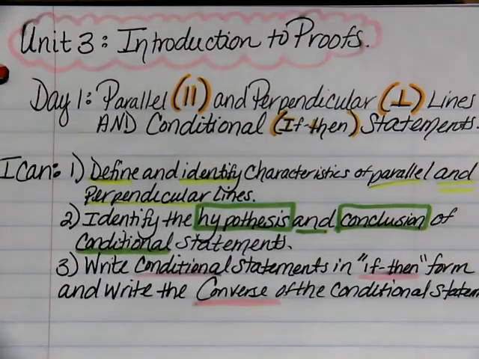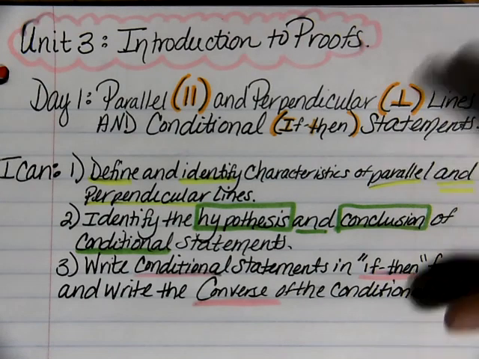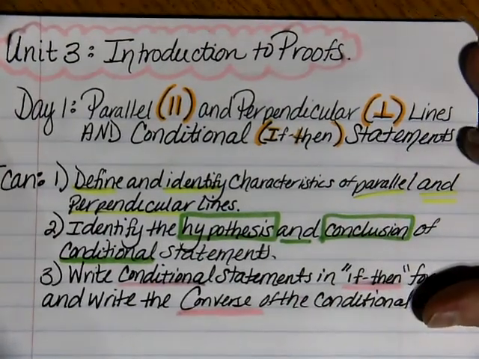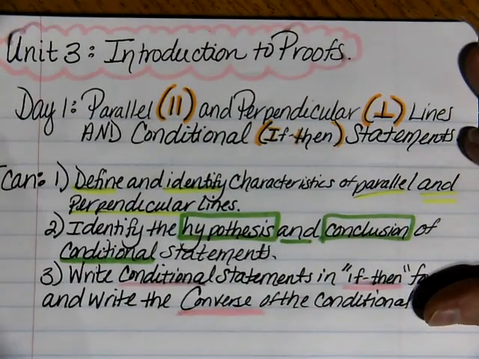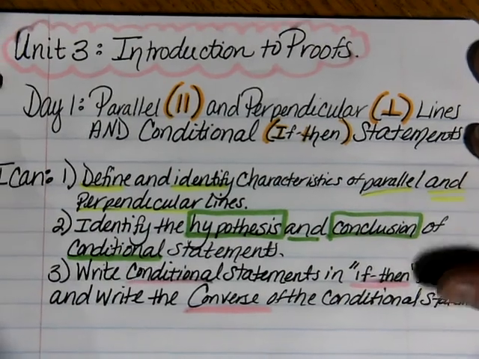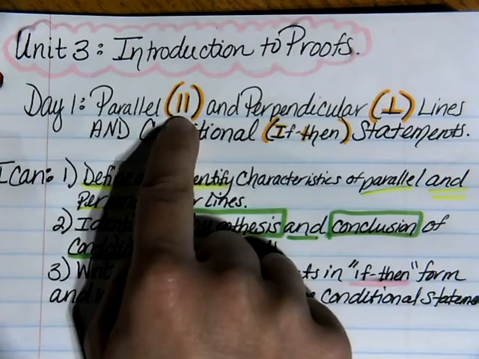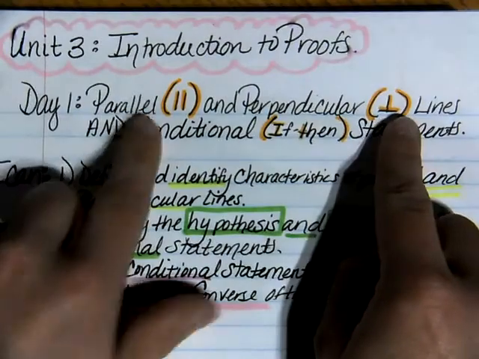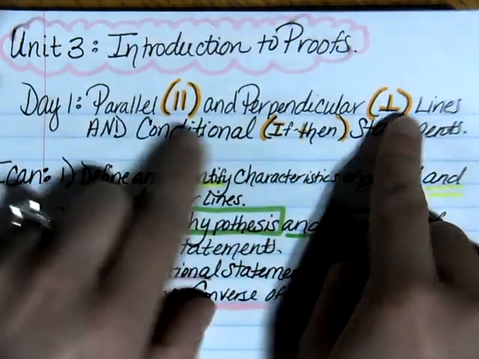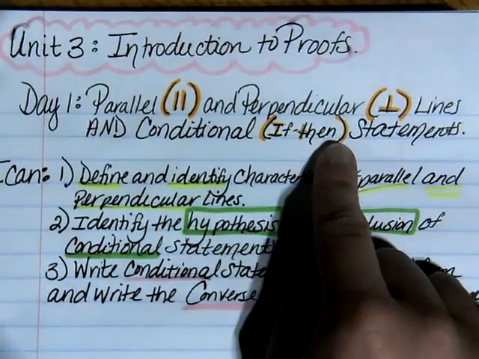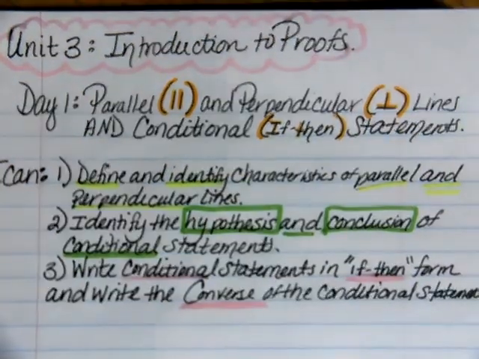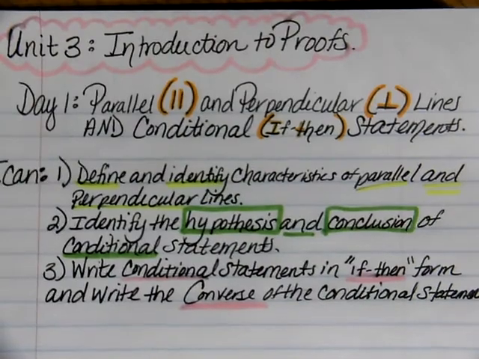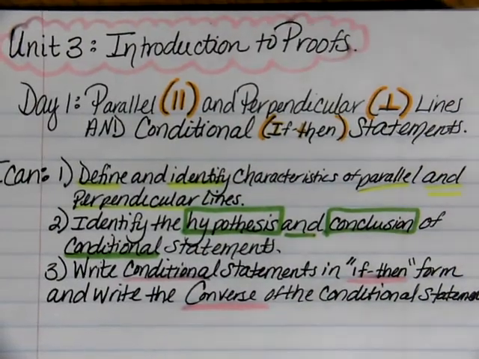Hi everyone, for today's lesson we are going to start our next unit, which is called Unit 3, Introduction to Proofs. Today's lesson, Day 1, is about parallel and perpendicular lines and conditional statements in if-then form. What you see here are the symbols for parallel and perpendicular. These are the symbols that I want you to associate with parallel and perpendicular lines, as well as a new kind of statement that we are going to be working with called a conditional statement. And conditional statements will be written in if-then form for this class.